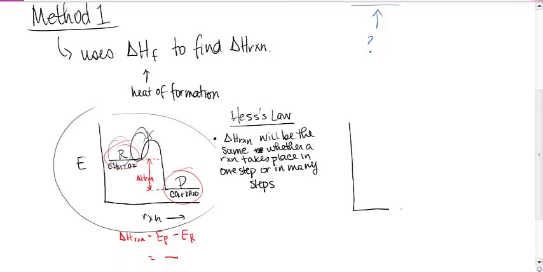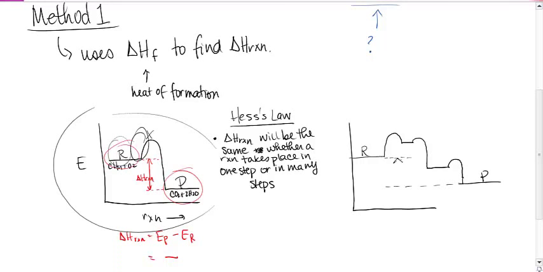In fact, if the reaction took place in many steps, so maybe here's the energy of the reactants, maybe it has one little step and it turns into some intermediate product. And then maybe it has another step and it turns into some other intermediate product. And then maybe it has another step and it turns into finally the last product. So maybe this is taking place in many steps. Here's our reactants, here's our products. What Hess's law says is, you know what?